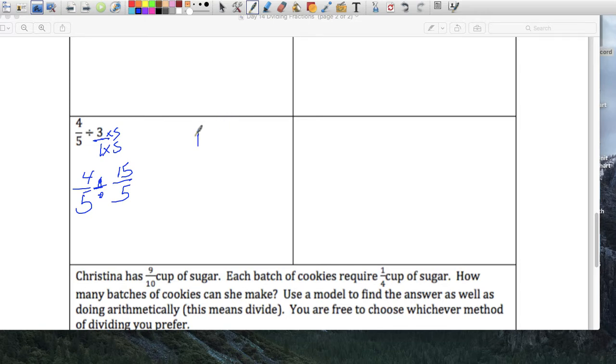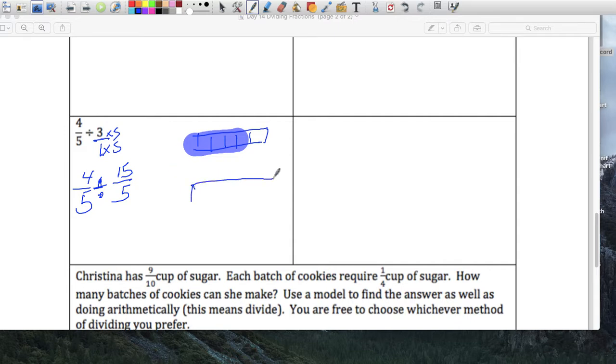Alright, so here's what 4/5 looks like. 1, 2, 3, 4, 5. 4/5 looks like that. Okay, I'm going to do 4/5. 1, 2, 3, 4. That's what you have. 4/5 of a chocolate bar, 4/5 of something, and you want 15 over 5.